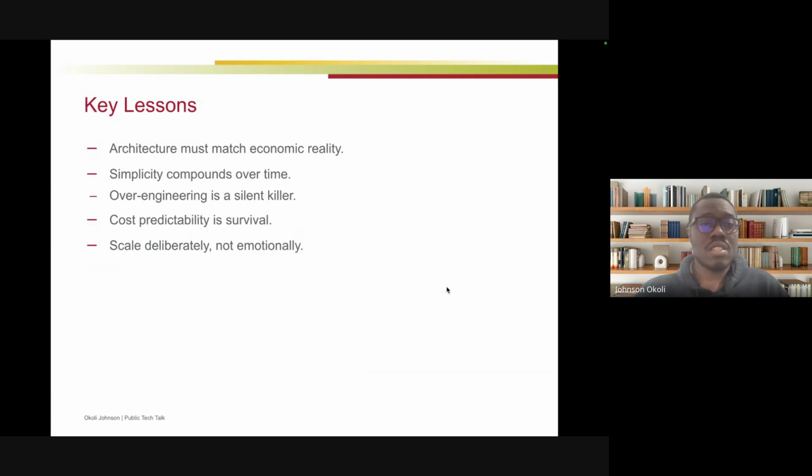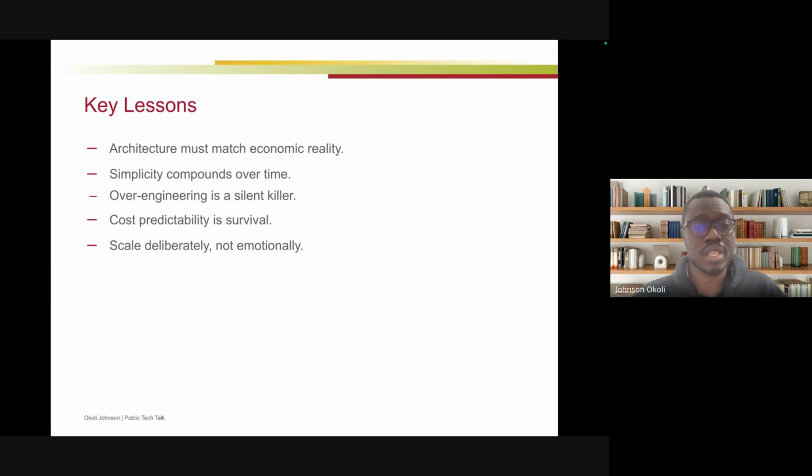So the key lessons: architectures must match economic reality. Simplicity compounds over time. Even as you just keep everything simple, over time it starts to make sense. Over-engineering is a silent killer. You don't want to over-design and then kill the actual intent of the software.